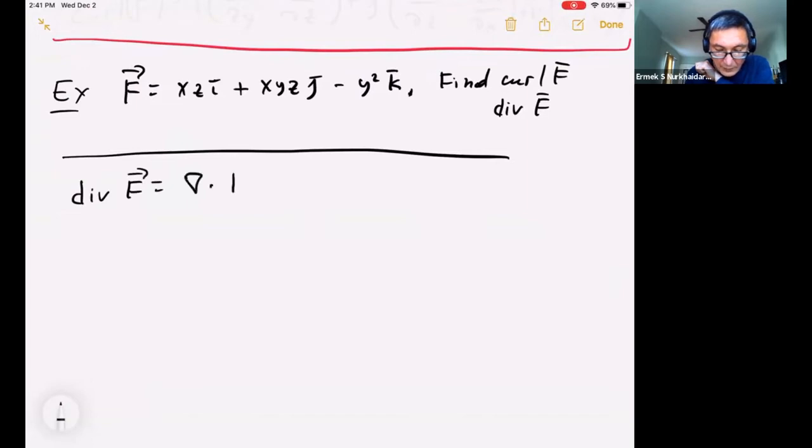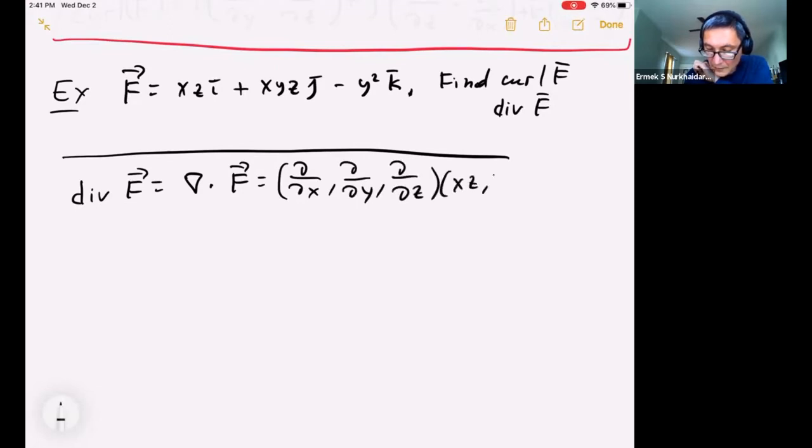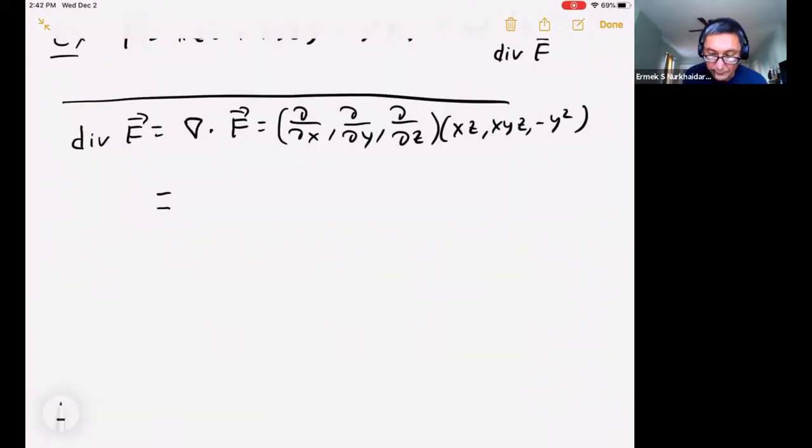It's gradient dot f. It's partial derivative with respect to x, partial derivative with respect to y, partial derivative with respect to z, of xz, xyz, minus y squared. So basically take the derivative of the first with respect to x, the derivative of the second with respect to y, the derivative of the last one with respect to z. So we get z plus xz plus 0. So divergence f equals z plus xz.